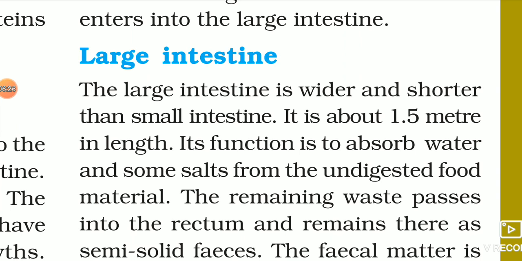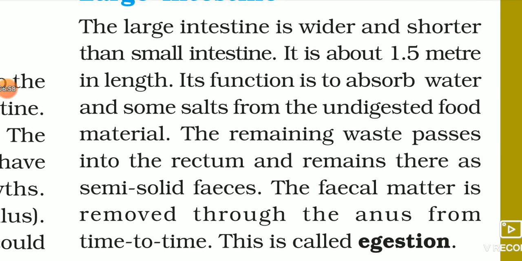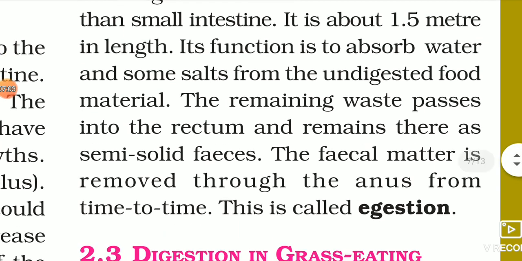Now, unlike the small intestine, the large intestine is not that much coiled, and also it is not that long. The small intestine is 7.5 meters long, while our large intestine is just 1.5 meters long. So in length it is very small, and in function also it has to absorb just water and salts, while the small intestine absorbs all the nutrients present in the food. So from the large intestine, this undigested food will be removed through the anus, and this is called egestion.